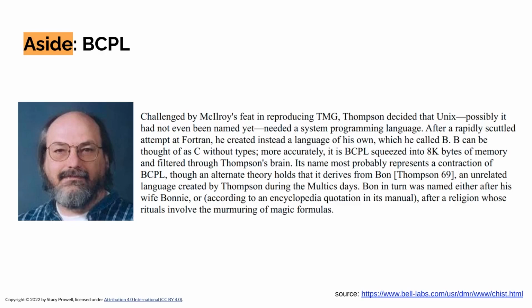And B can be thought of as C without types, but more accurately, it's BCPL squeezed down into just 8K of memory and filtered through Thompson's brain. Its name most probably represents a contraction of BCPL, though an alternate theory holds that it derives from Bon, an unrelated language created by Thompson during the Multics days. So there we go. So BCPL is where we get C.